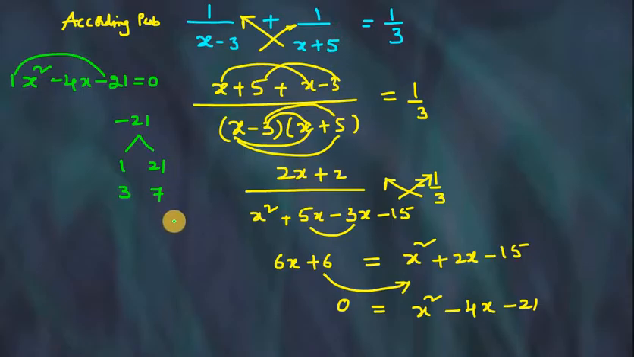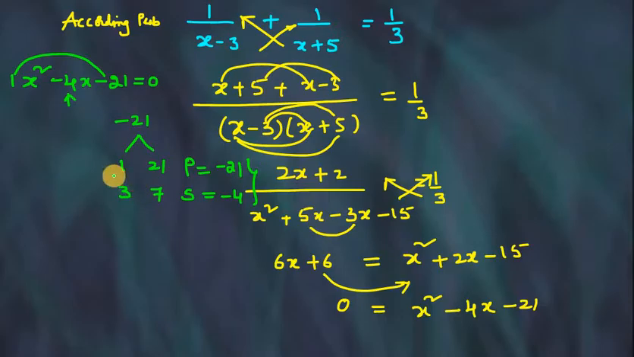Now the conditions are that the product should be minus 21 and the sum should be minus 4. Based on these two conditions, we have to take the pair which satisfies them. 21 minus 1 is 20 and adding gives 22, so this pair doesn't work out. With the other pair, add it you get 10, subtract it you get 4. Yes, you are getting 4 here.